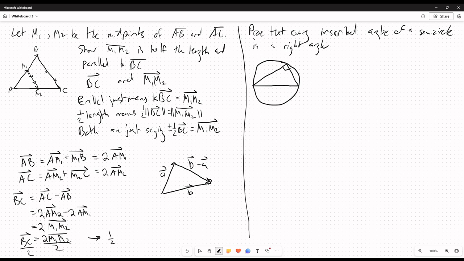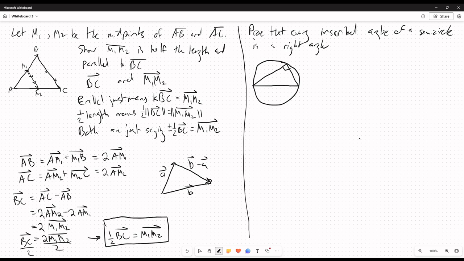1/2 BC equals M1M2. And that is exactly what we were trying to prove, and we're all done. So we didn't have to look at angles, similar triangles, anything like that. We were just able to prove this directly using vectors. So that's kind of fun.